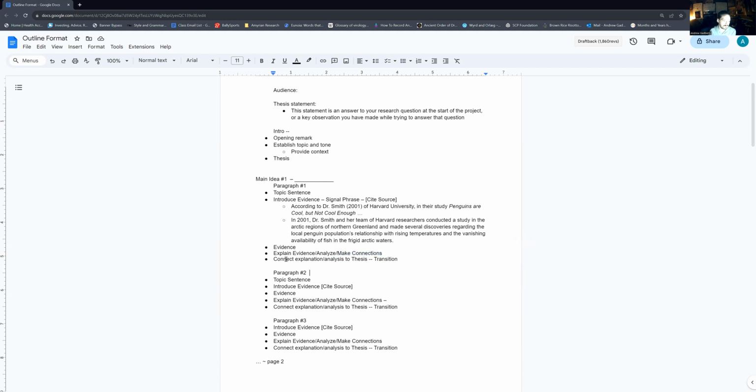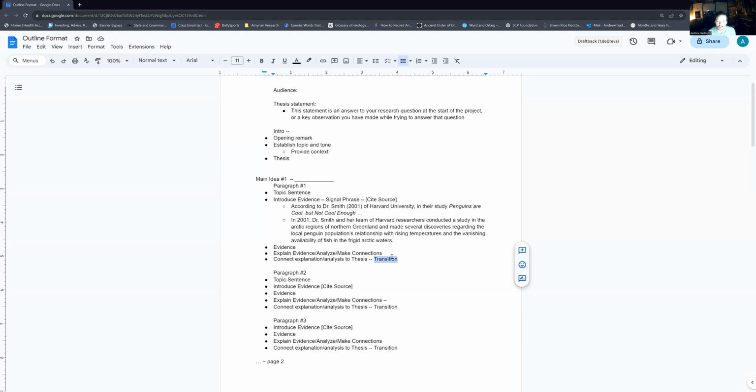And then finally, you can connect your explanation or analysis, the stuff going on up here, to your thesis. So if your thesis is something like penguins are disappearing, and here you talk about the penguins' food chain being disrupted, you can discuss that. The food chain disruption of these Arctic penguins is one contributing factor to the larger collapse of the penguin population, or whatever. You can connect to your thesis, and then from there you can transition, if you're still within main idea one.